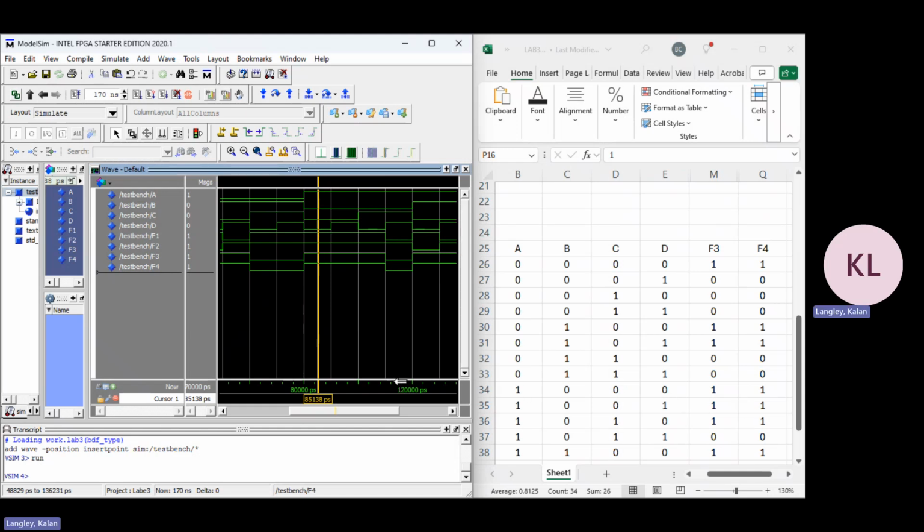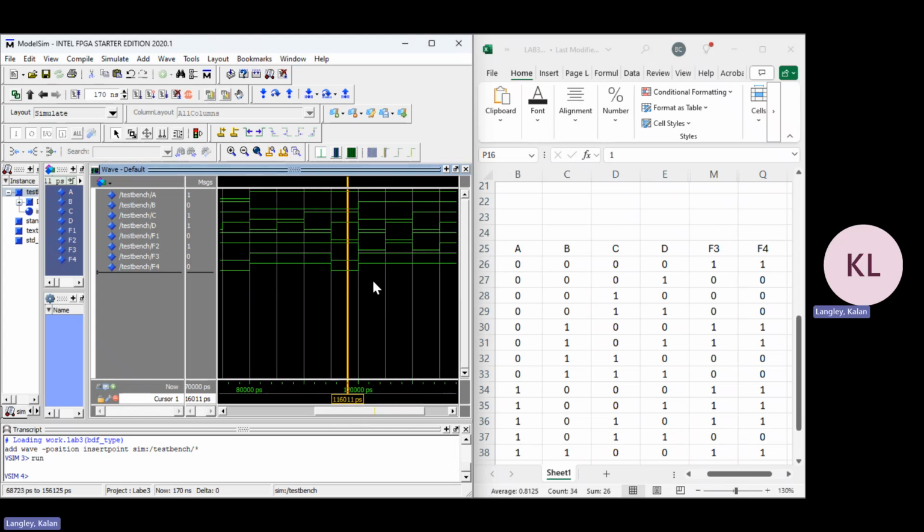Truth table's tracking correctly. AD, A and D, 101. A and C now. AC, 101. Looks good. ACD, they turn off for F3 and F4. Now AB, we turn back on. AB, F3 and F4 are 1.